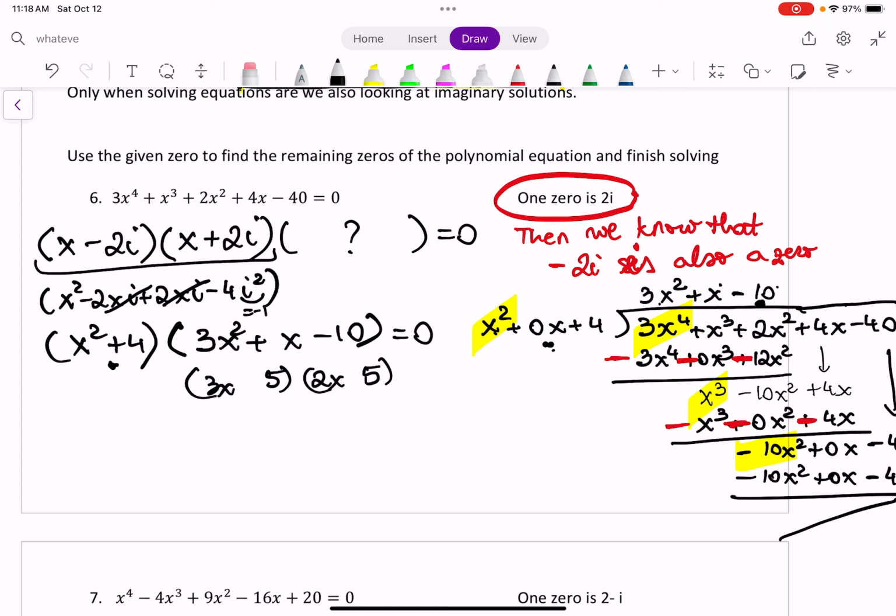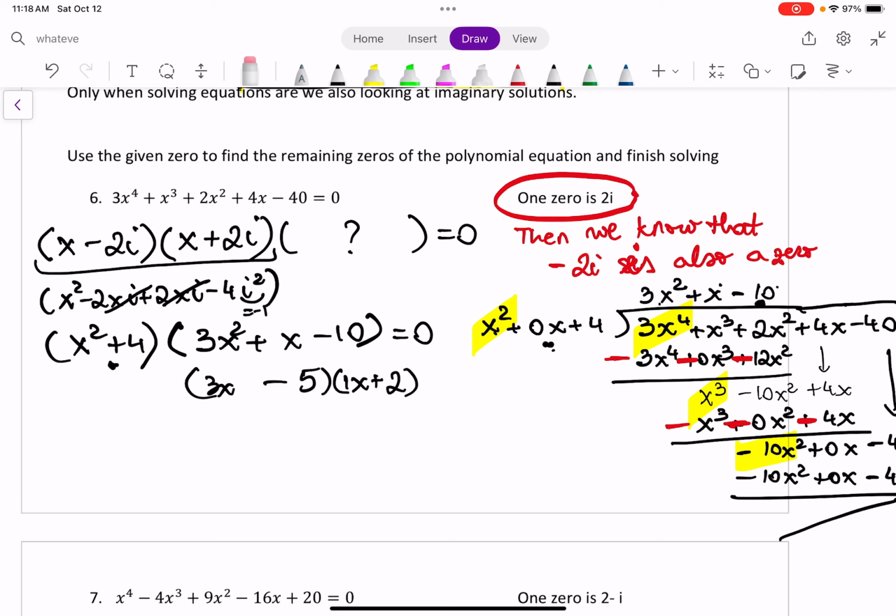Oops, not 3 and 2, 3 and 1. That's why. Numbers that multiply to 3 are 3 and 1. Now, numbers that multiply to 10 are 5 and 2. And now it works. So I'm going to get a negative 5x plus 6x, which is the positive 1x I need in the middle. Okay.